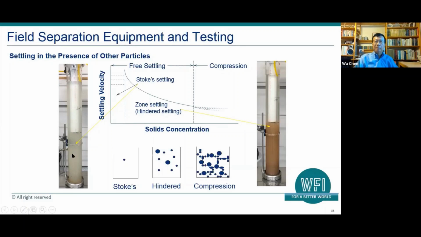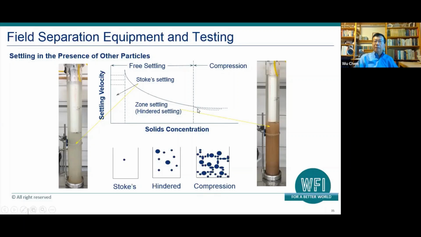And this is the representation of Stokes settling, and this is zone settling. And zone settling is also called hindered settling, right? So you may hear this term if you dig into this. Now, when the solid concentration becomes even higher, and the particles are in physical contact with each other, actually maybe sitting on top of each other, in this settling zone region, we call it compression.